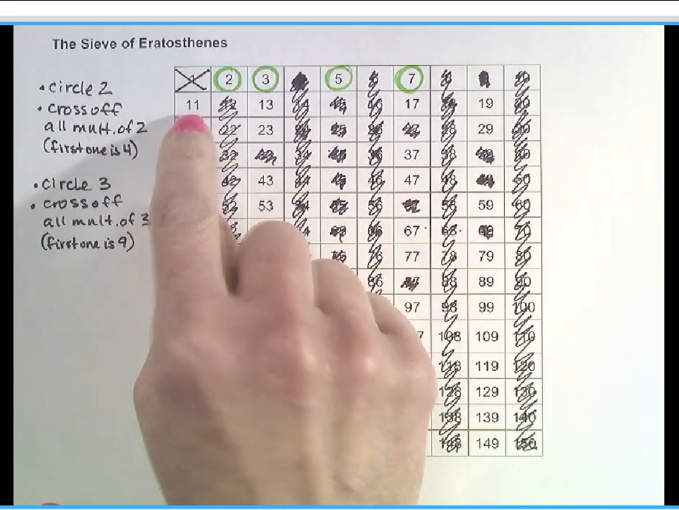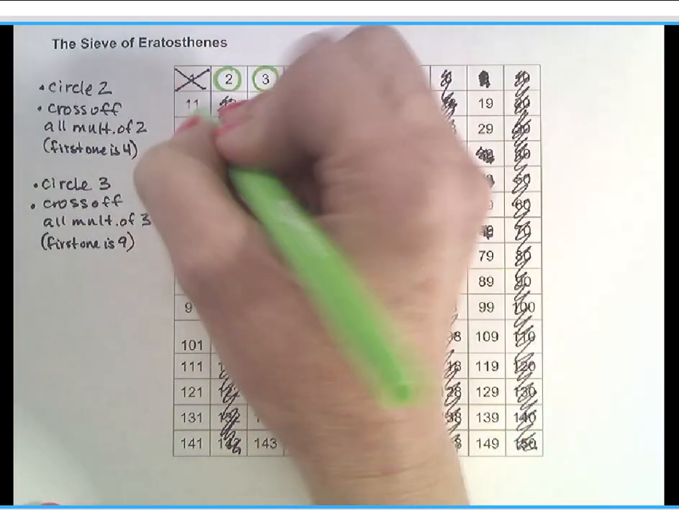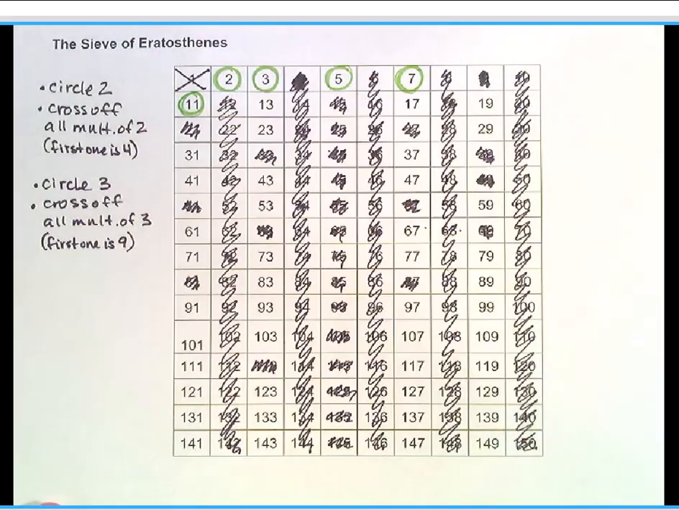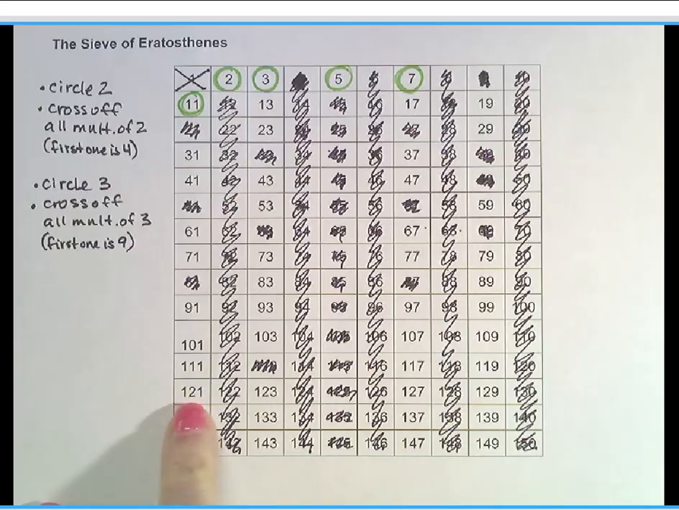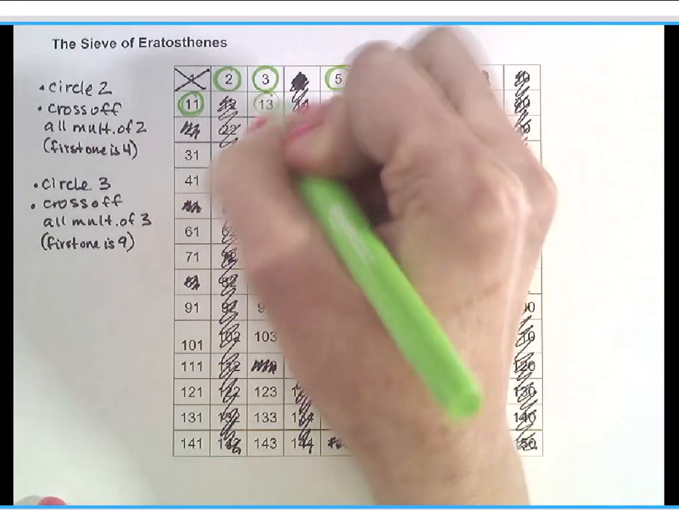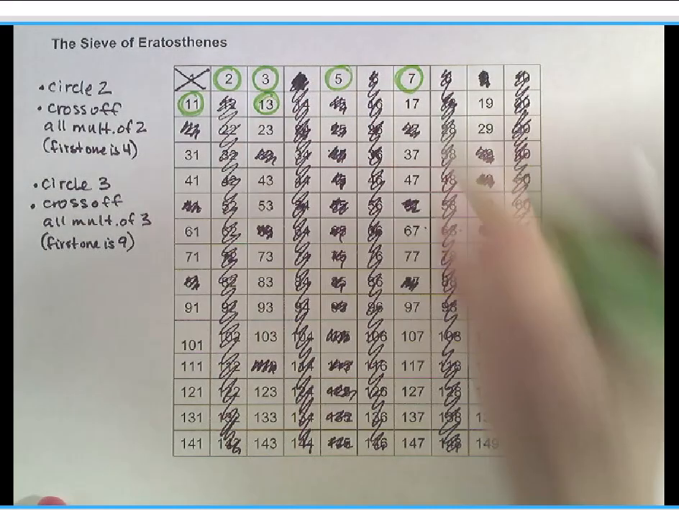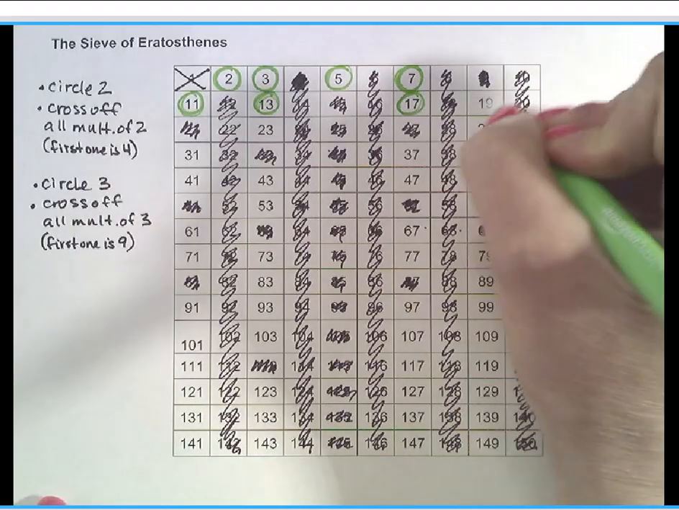You'll notice when you get to 11, that's the next prime number. The first number you cross off that hasn't been crossed off yet will be 121 down here. And then we keep going. And then you'll have 13. And then you cross off all the multiples of 13. And then 17. And then 19.